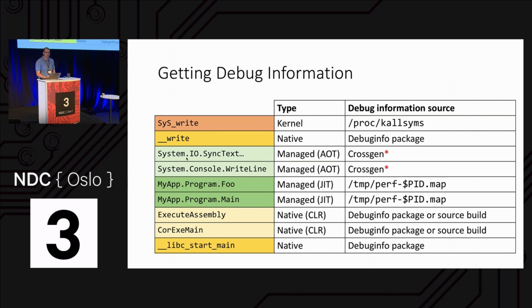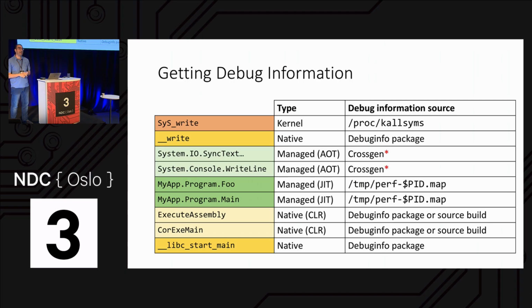So suppose you have symbolic information for all the managed part of your application. There's still unmanaged code. There's unmanaged code in the CLR itself, which you would need symbols for. And that's something you can typically get by either building from source or by downloading a debug information package for the CLR. And these are available, but not for all distributions. So sometimes you would build from source because that's just the easiest thing.